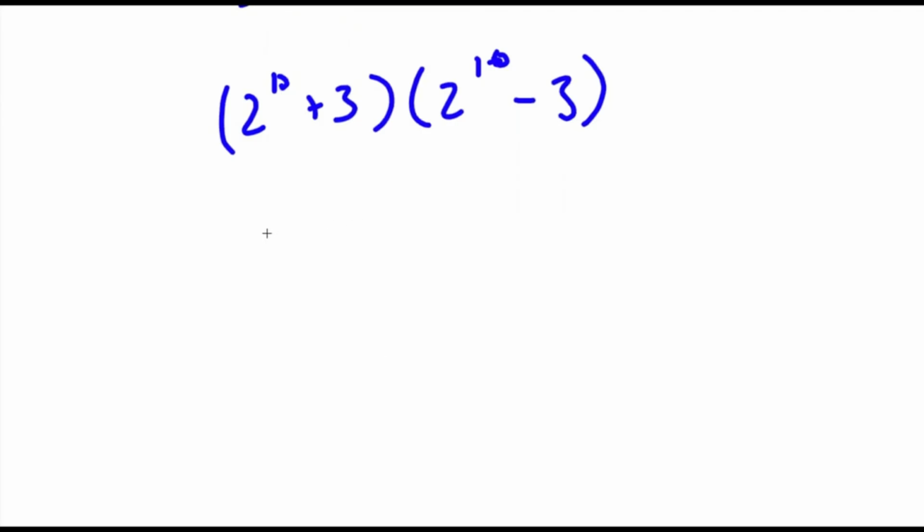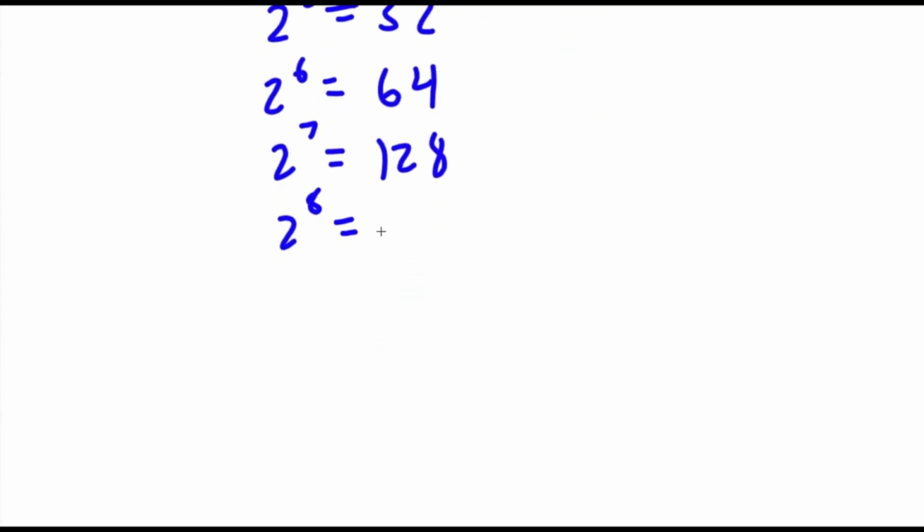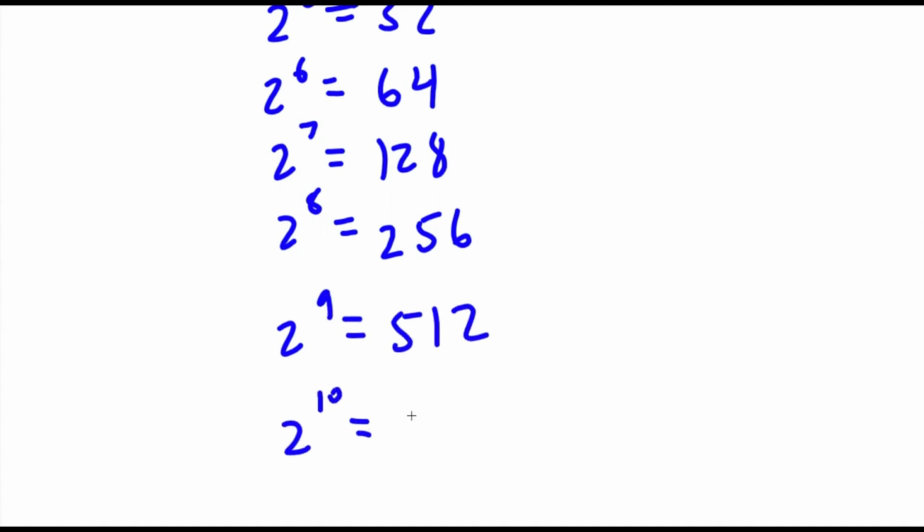Now, 2 to the power of 5, this is equal to 32. 2 to the power of 6, this is going to be equal to double of 2 to the power of 5, which is going to be 64. 2 to the power of 7, this is going to be double of 64, which is going to be 128. 2 to the power of 8, this is going to be double of 128, which is going to be 256. 2 to the power of 9, this is going to be double of 256, which is going to be 512. And finally, 2 to the power of 10, this is going to be double of 512, which is going to be 1024.